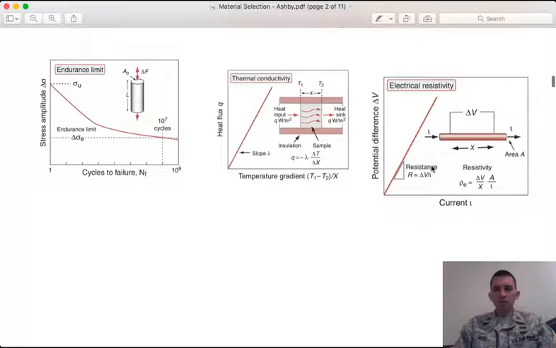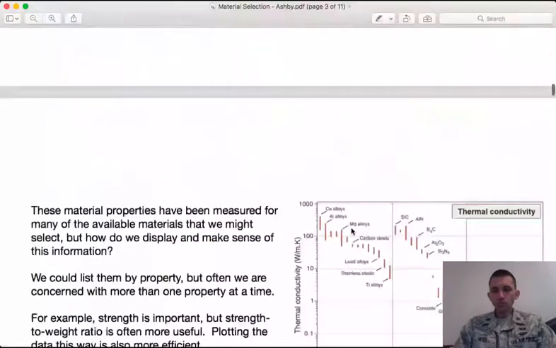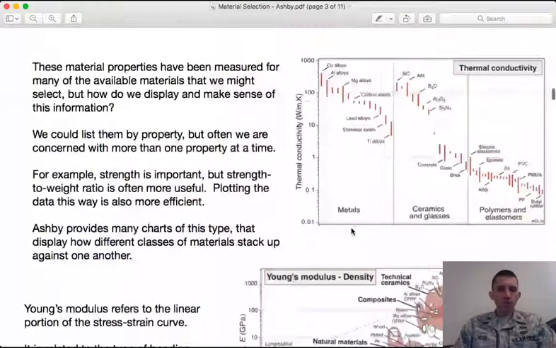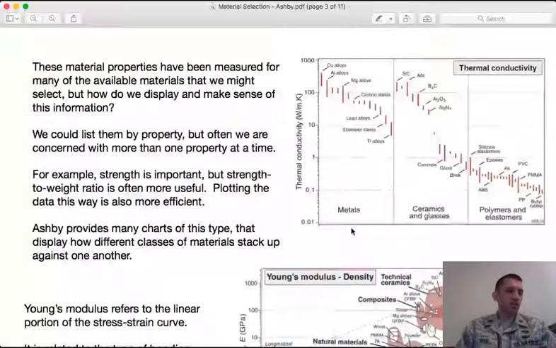We also have electrical resistivity. This would be for an ohmic material, where we have V equals IR, right? So if we plot potential versus current, right, the slope of this would be the resistance. Okay, so we have measured, so these are the properties that we're interested in.